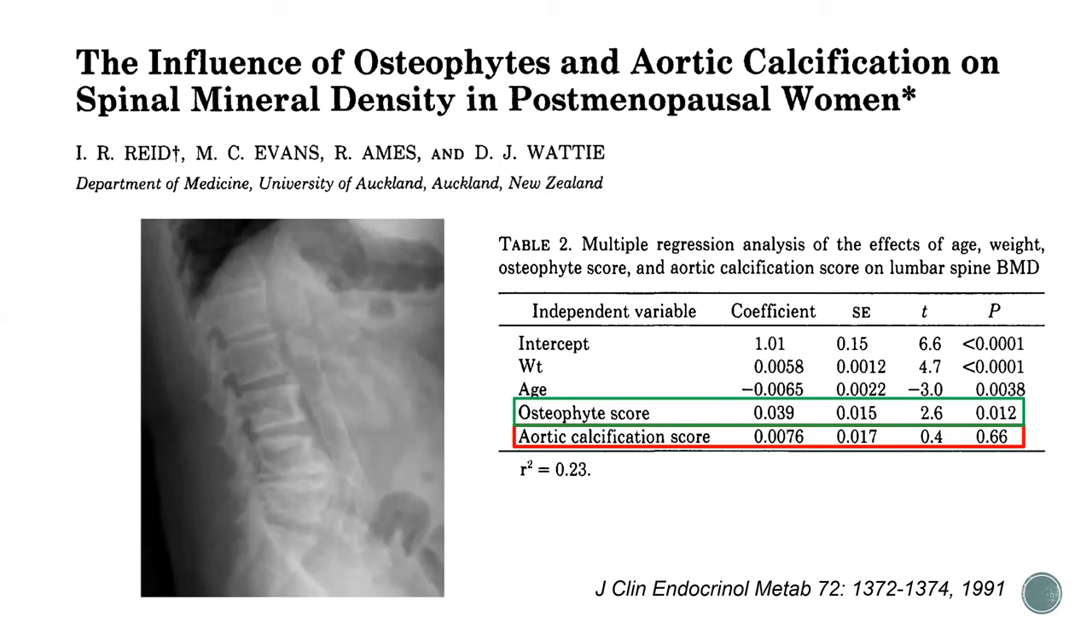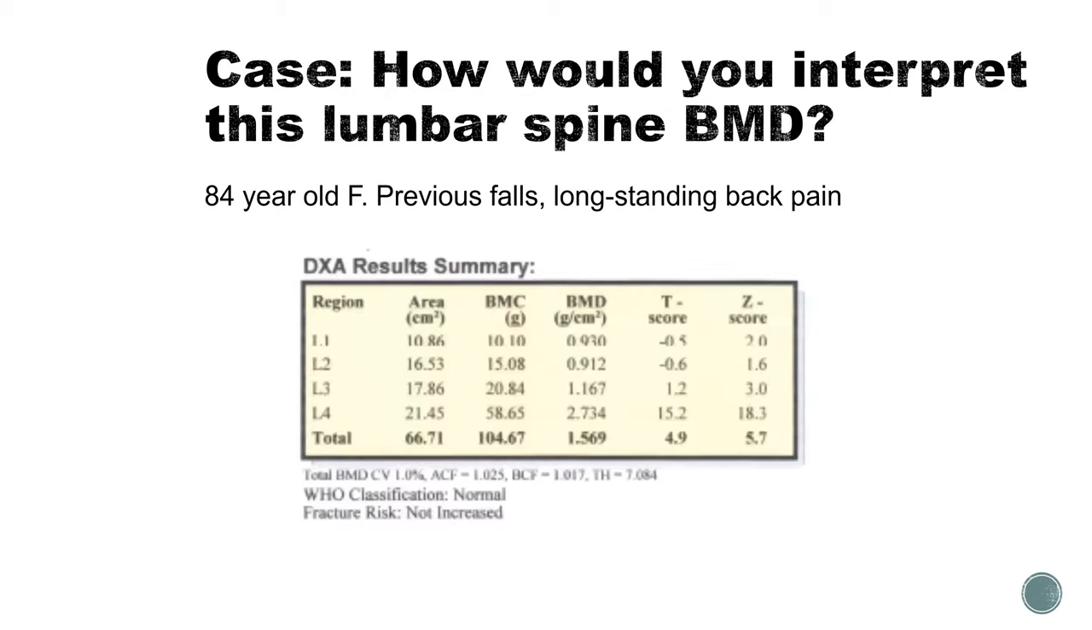And what was probably more important was the osteophyte score. So the osteophytes are probably more important in falsely elevating bone density at the lumbar spine rather than the aortic calcification score. So don't worry too much about it.